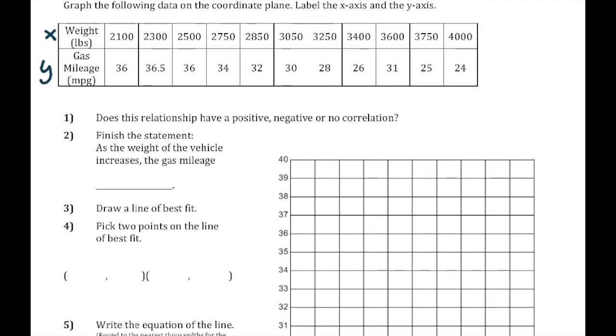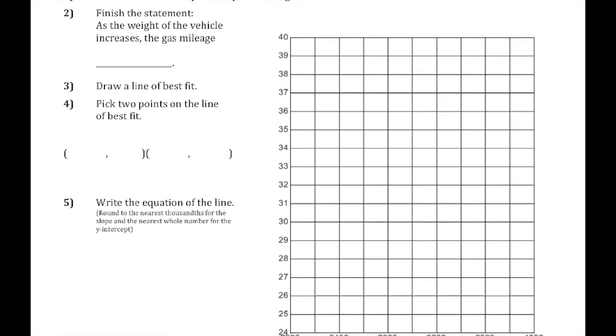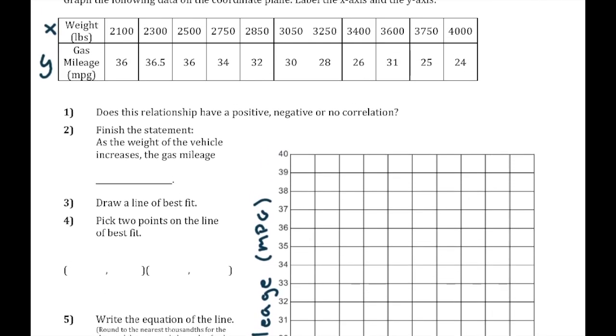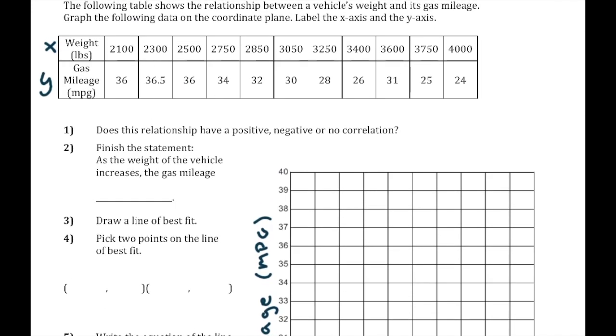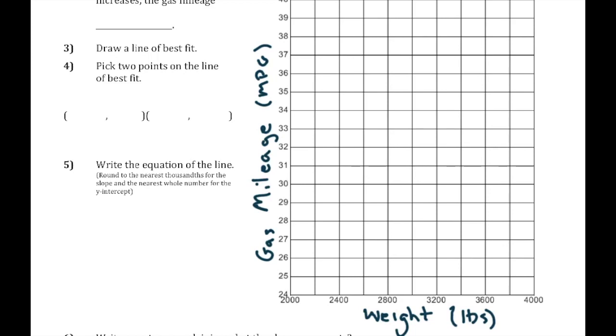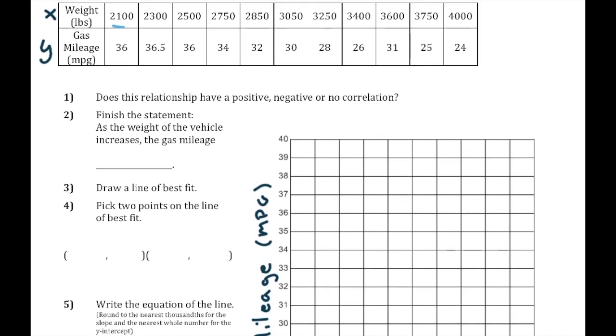Then we're going to come back and look at this, and we have gas mileage, or MPG. That's going to be our y-axis. So we're going to label it gas mileage, or MPG, miles per gallon. That's how we're going to measure that. And then next, we're just going to be plotting these points. So the first point here is 2,100 pounds and 36 miles per gallon. So 2,100 is going to be halfway in the middle of this box right here. I'm going to have to go up to 36. So our first point would be here.